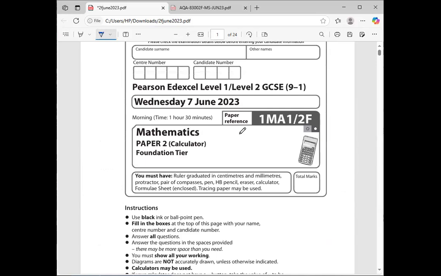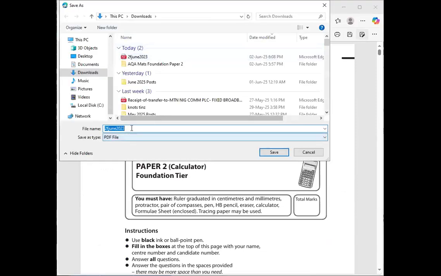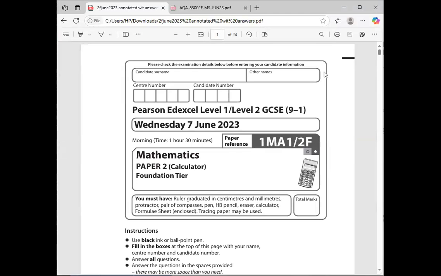Okay. So I think I should be sending you this, right? Let me say save as. Annotated. All right, so I've saved it.